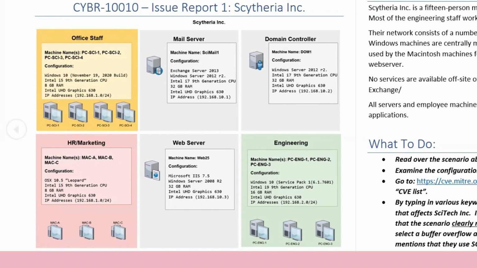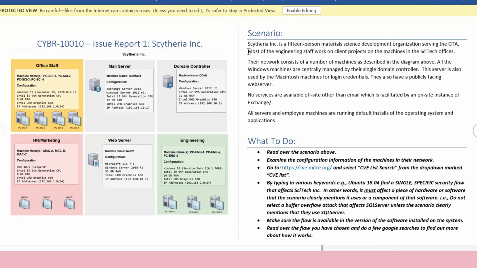Now let's go back and look at the scenario. Most of the engineering staff work on client projects on the machine. Their network consists of a number of machines as described in the diagram. All the Windows machines are centrally managed by their single domain controller. So the Windows machines are managed by this. This is where maybe they have their Active Directory and they can do all the setup and configuration of these other workstations. So this is what they use the domain controller for, to manage the configuration.